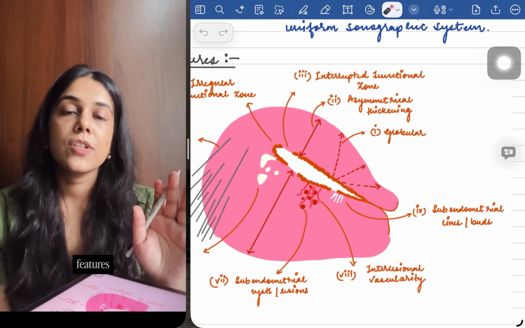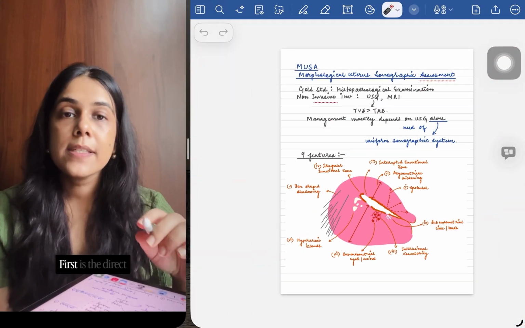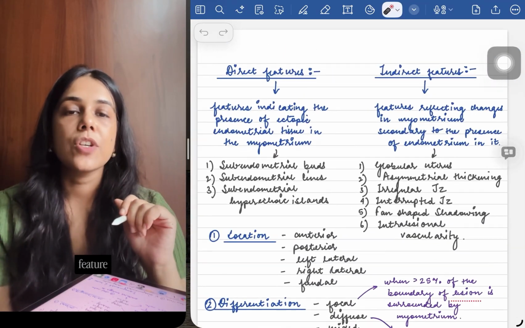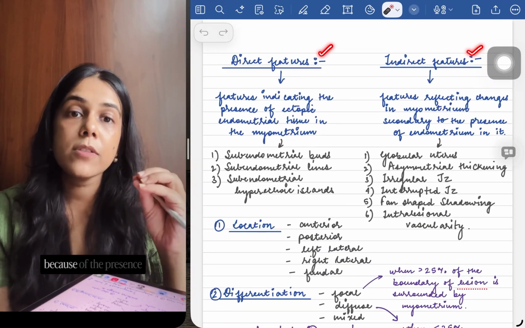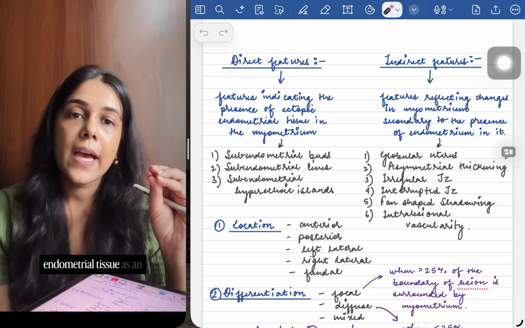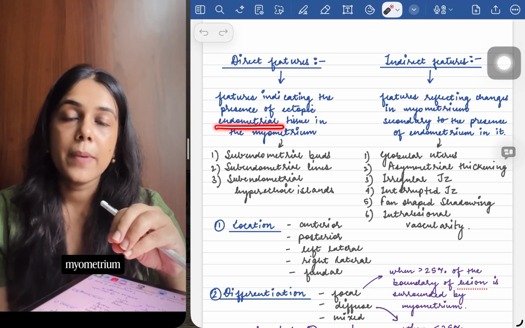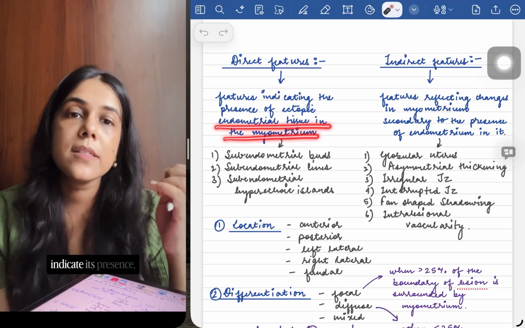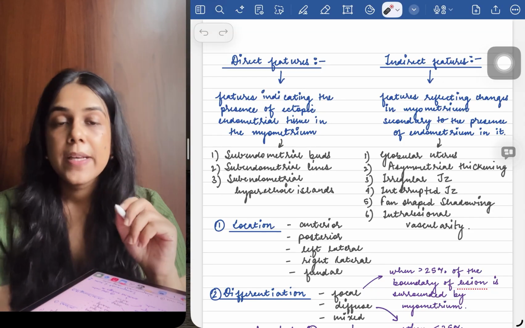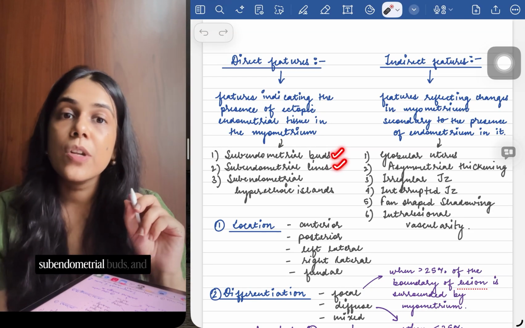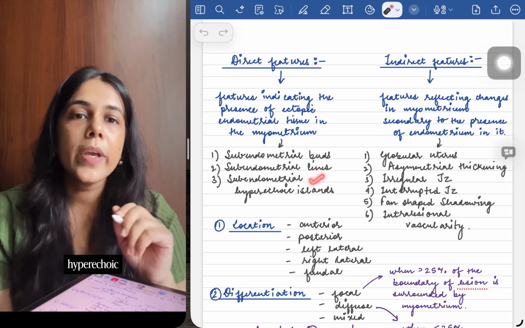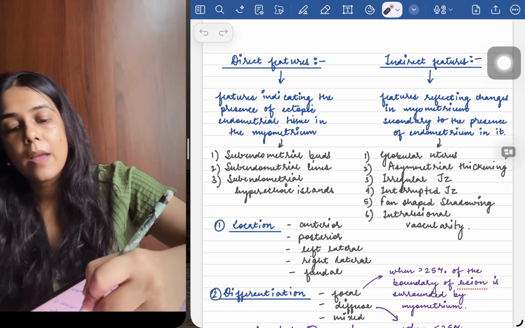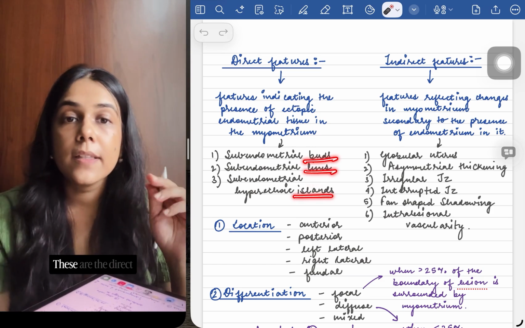Now all these 9 features are divided into 2 basic types. First is the direct feature and second is the indirect feature. Direct features are the features that are caused because of the presence of endometrial tissue as an ectopic tissue inside the myometrium. They are the features which indicate its presence, which includes 3 features: subendometrial lines, subendometrial buds, and subendometrial hyperechoic islands. Buds, lines, and islands. These are the direct features.